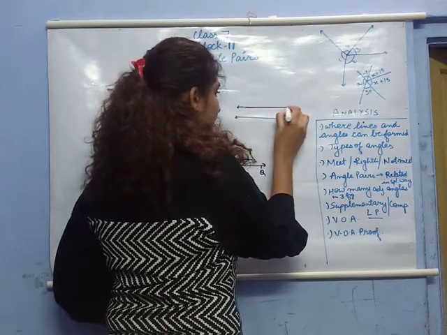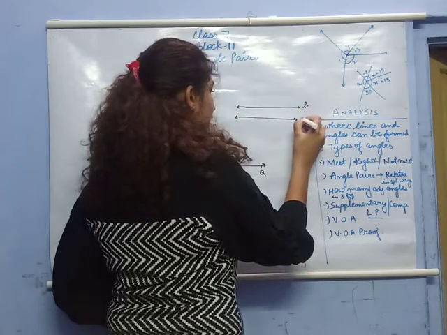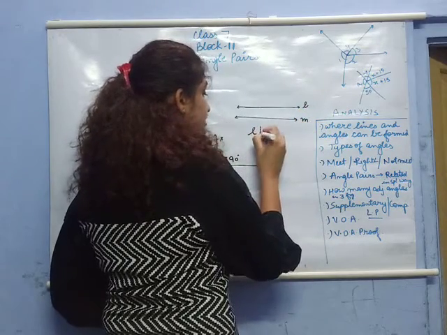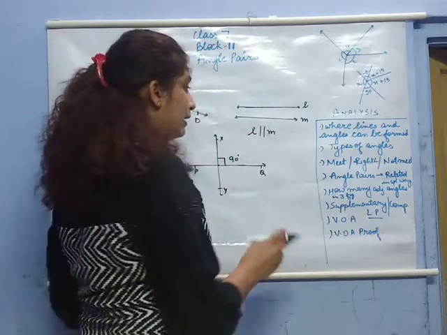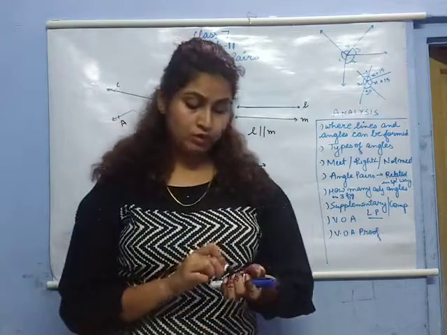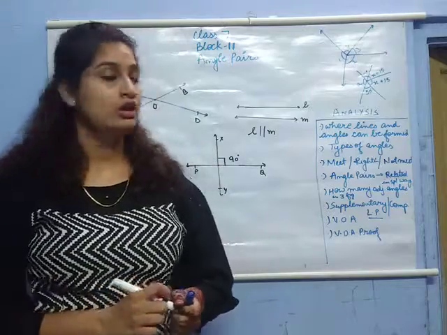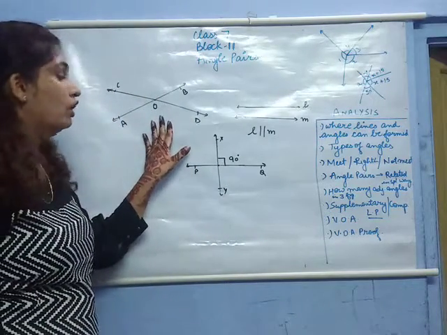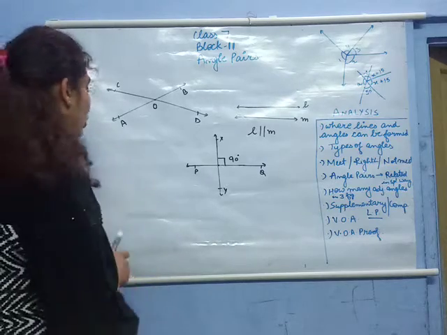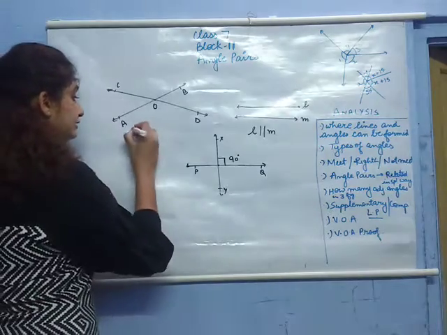This is called parallel lines. Suppose I write L and M. So L is parallel to M. This is the symbol of parallel lines. L is parallel to M. Now, what about these? What have these lines been called? These are called intersecting lines.